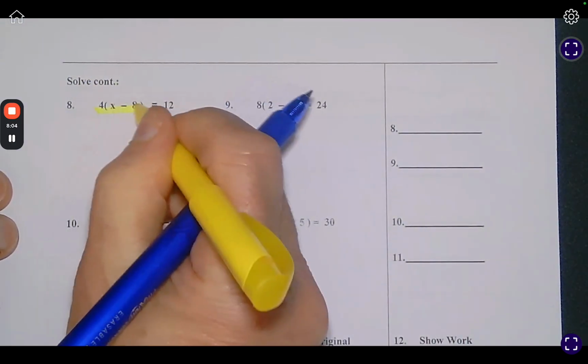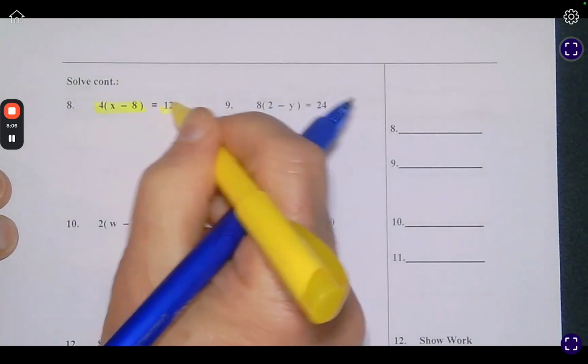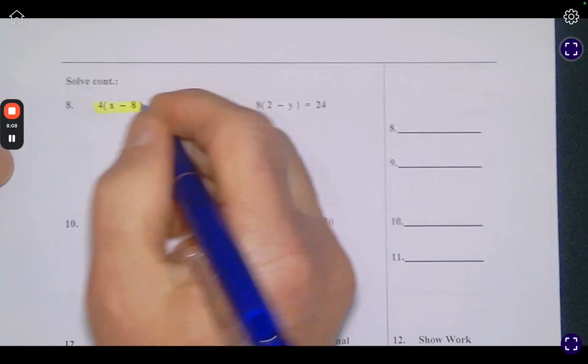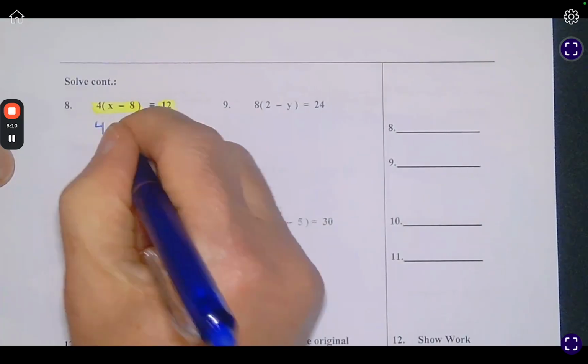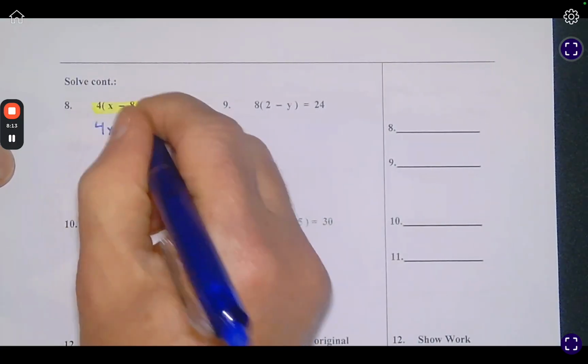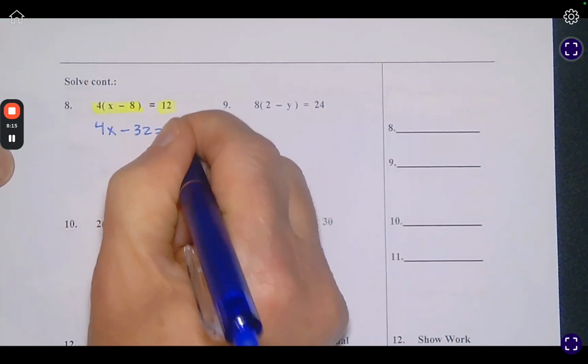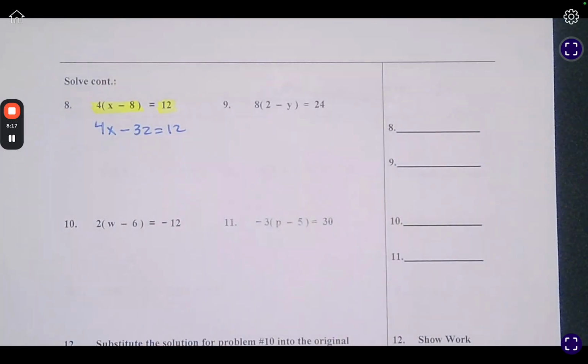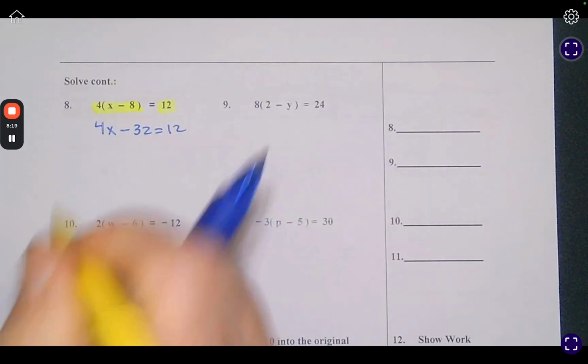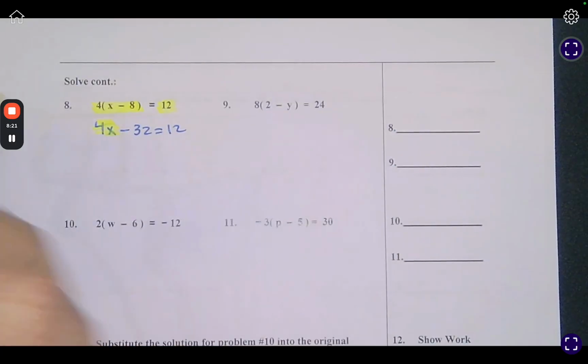Distribution is happening here again. So there's my distribution. Notice there's nothing to simplify there. So 4 times x, positive times a negative is a negative. 4 times 8 equals, identify that variable term. Where is you? Where is you? There he is. All right.